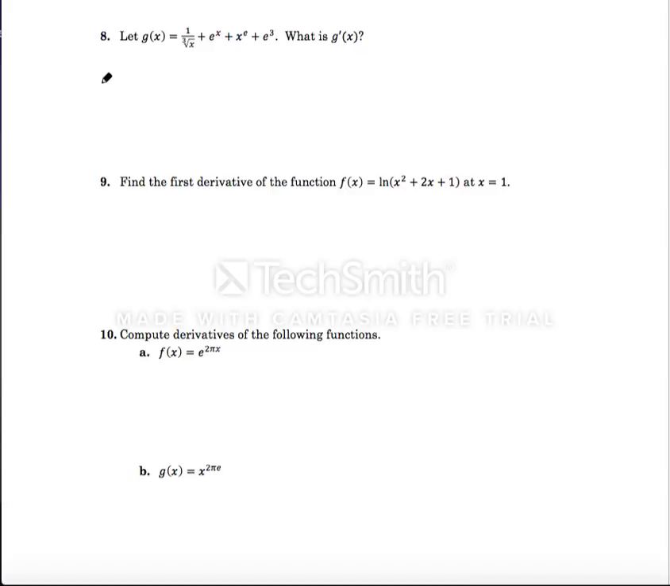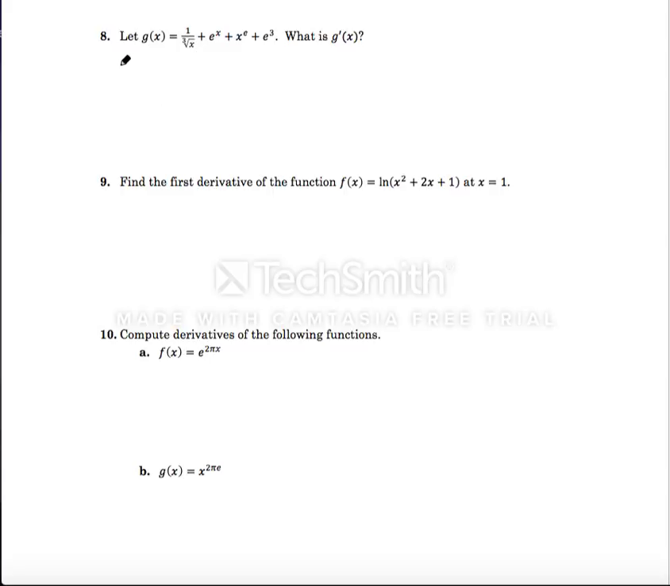Hello, this is numbers 8, 9, 10, and 11 from the AP Physics Summer Calculus Survey. So let's get right into it with number 8. This has four terms that we need to take derivatives for in order to find g prime of x. So we're just going to do this one term at a time.